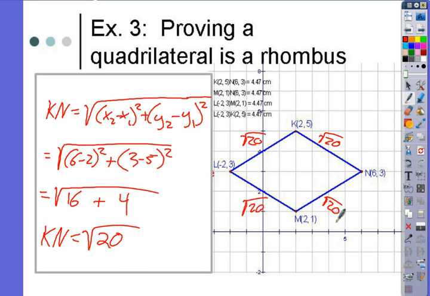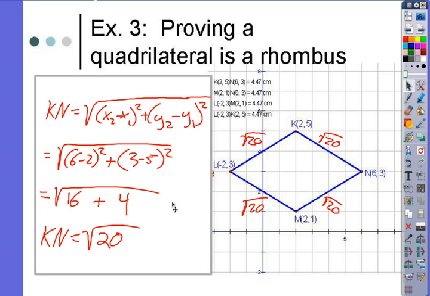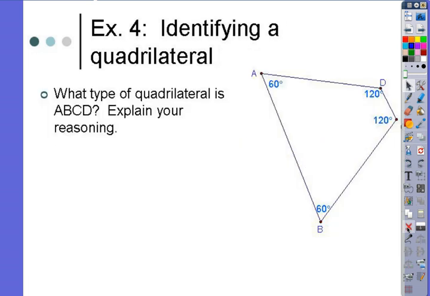Okay, last one, I think. Maybe not. This is an important one, though. This is maybe the most important of all of them, I think, because it's the weirdest. What type of quadrilateral is there? Okay, it looks like a trapezoid, doesn't it? In fact, what kind of trapezoid does it probably look like?